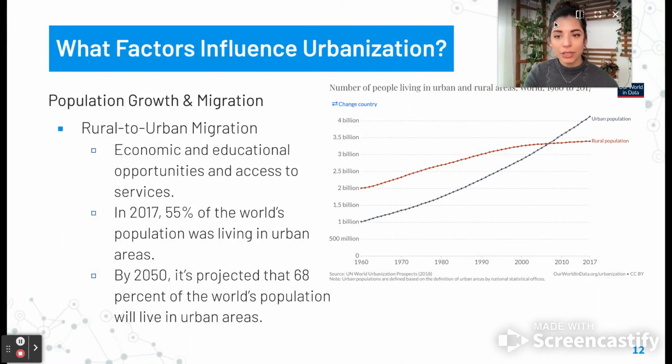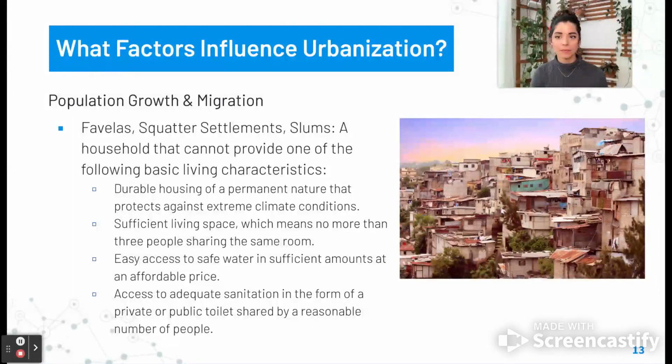So population growth and migration. We see a rural to urban migration, and that has been the case for a long time now. Now we have more than half of the world's population living in urban areas. As we can see here, this is the growth of urban population versus the growth of rural population, or sorry, I guess more of a decline. We're starting to see less people living in rural areas. By about 2050, it's projected that about 68% of our human population will be in urban areas.